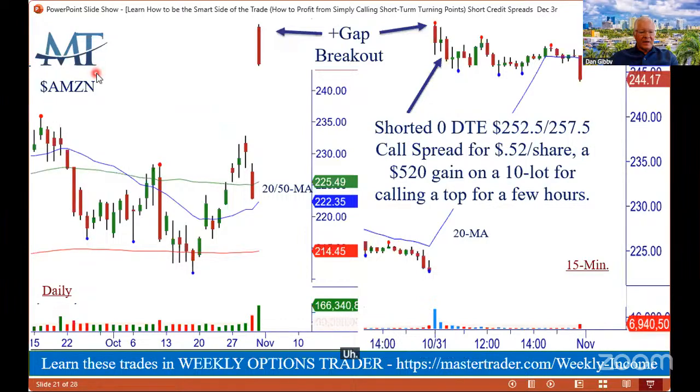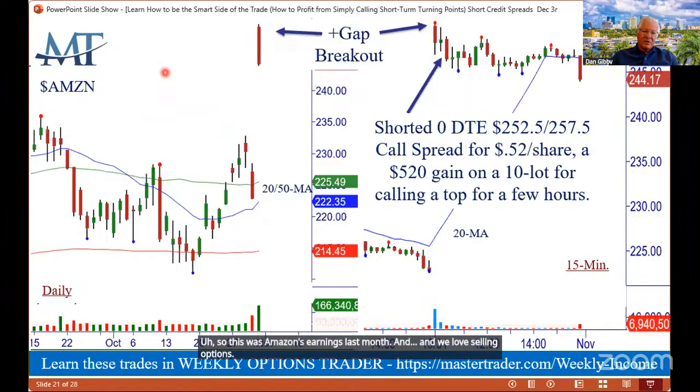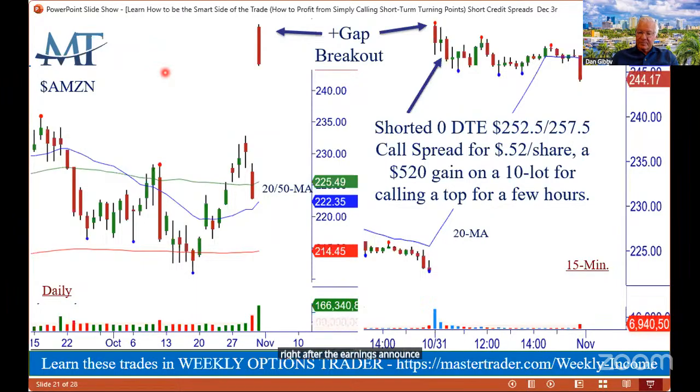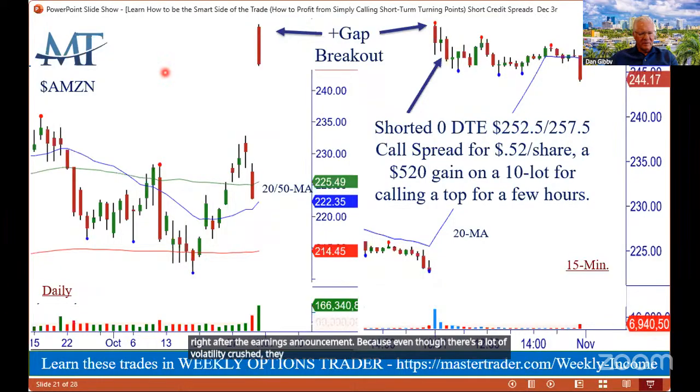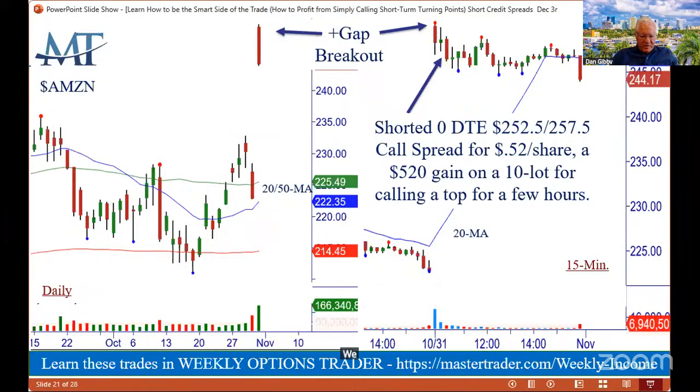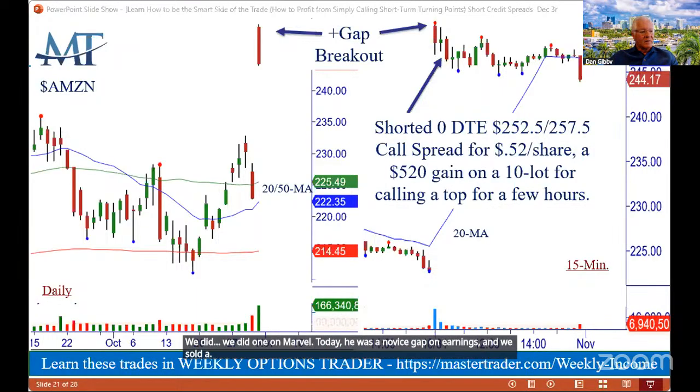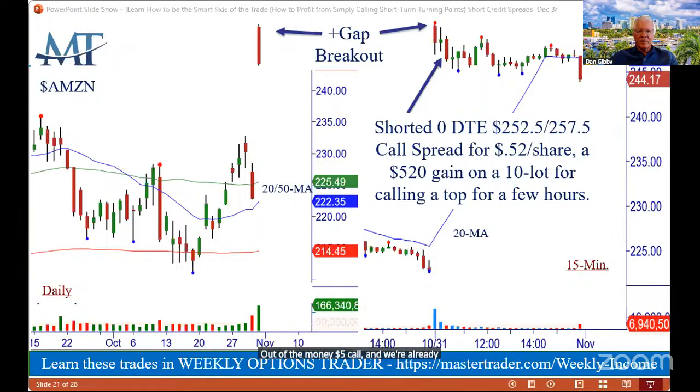So this was Amazon's earnings last month, and we love selling options right after the earnings announcement because even though there's a lot of volatility crush, they still remain elevated. In fact, we did one on Marvell today. It was a gap on earnings, and we sold an out of the money $5 call, and we're already at 50% of max profit in a couple hours.